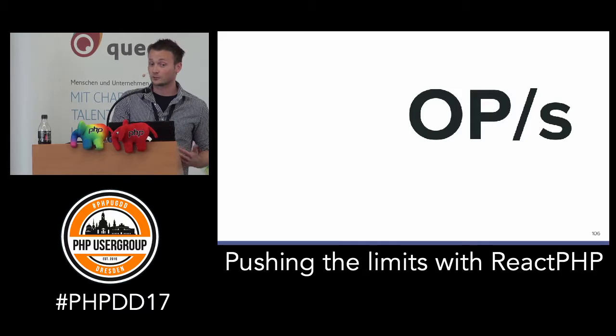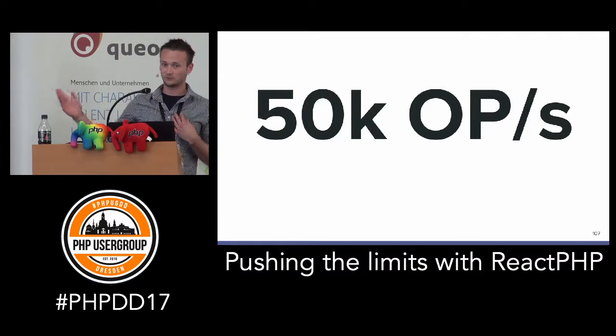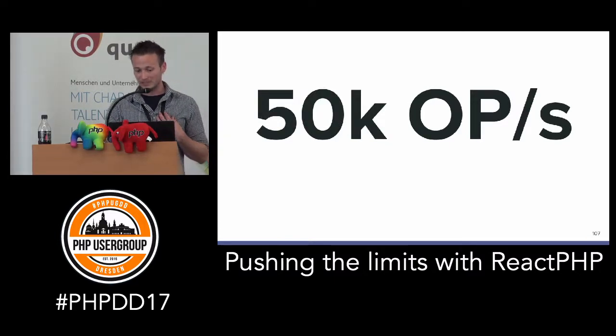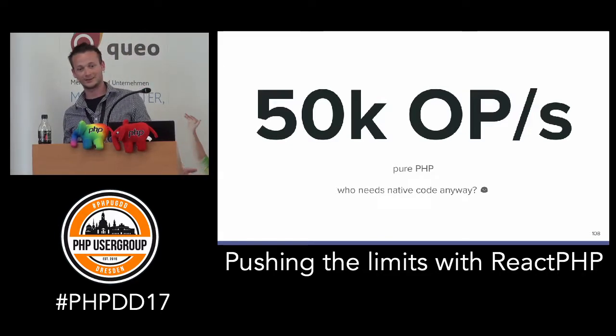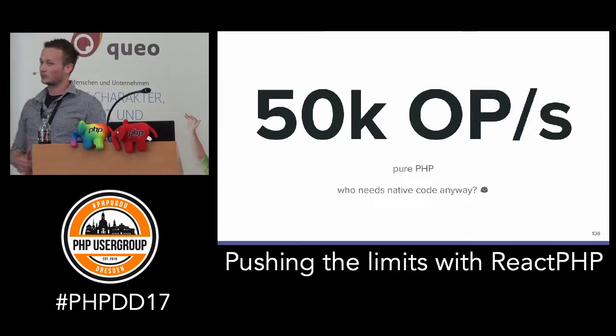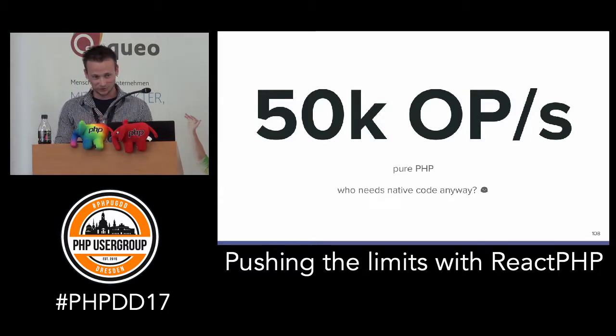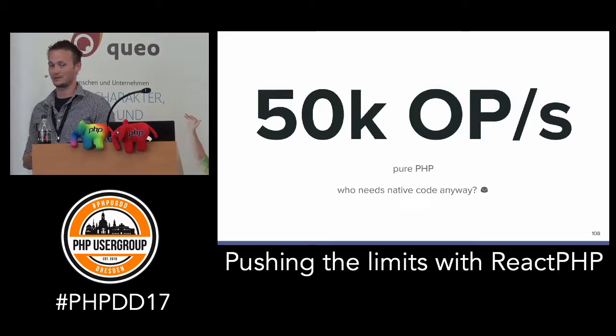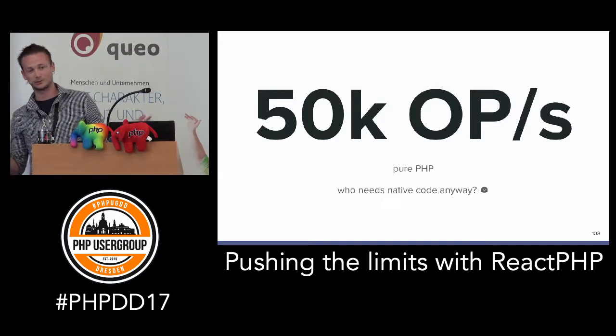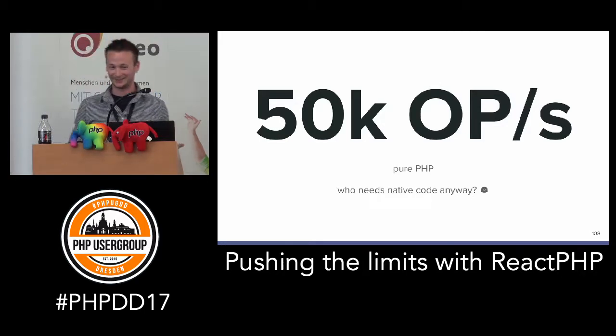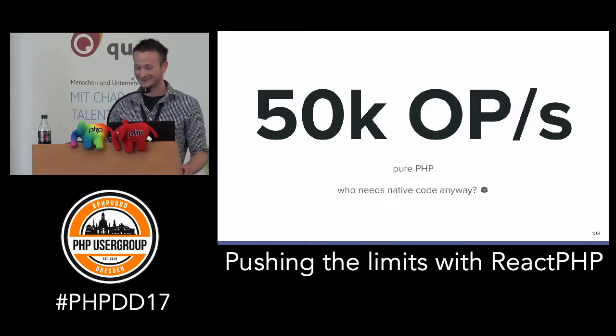20K? 20K, I wouldn't have expected 20K, to be honest, but the actual result was 50K, which means, in short, this is pure PHP. Who needs native code anyway? So we achieved almost half of the performance of a highly tuned C-based program. So how about we rewrite everything in PHP instead? Okay, let's be serious, don't do that, ever.